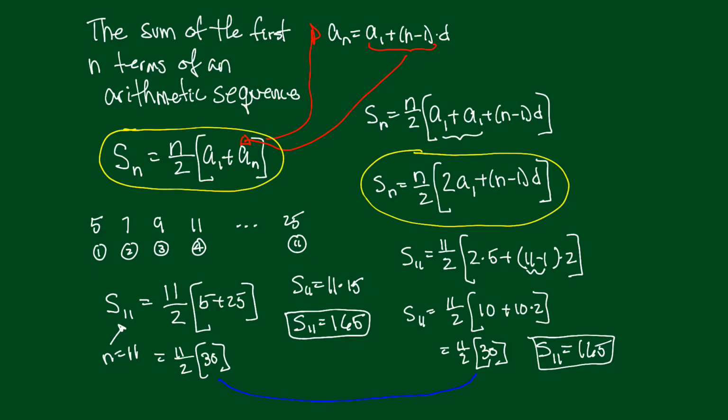So we have two formulas for finding the sum. We have this one here. This one requires, how many terms do you want? It requires the first term and the last term in the sequence, whereas this one requires the first term and the common difference.